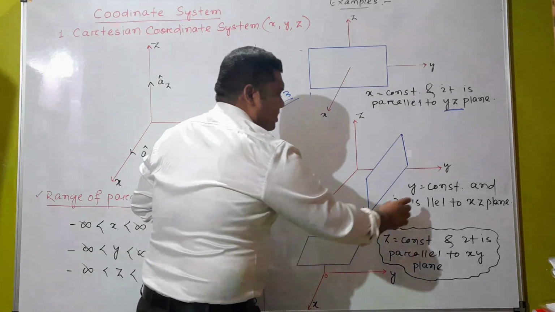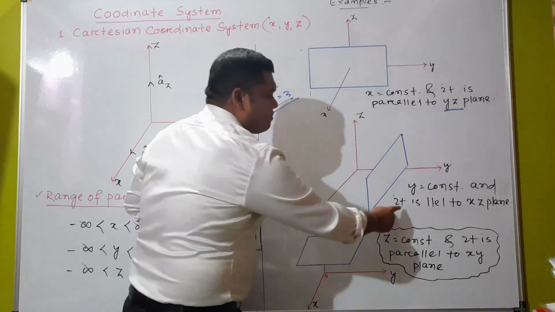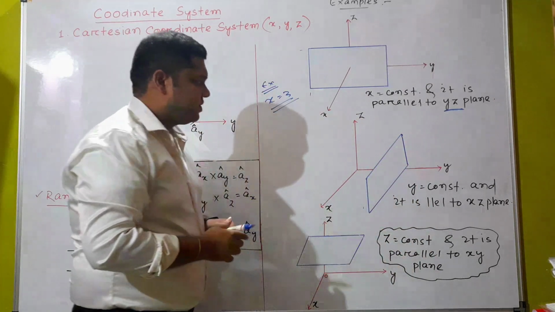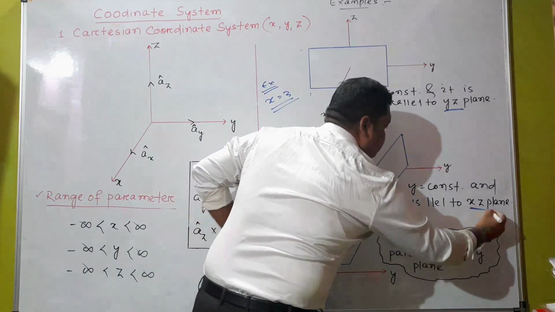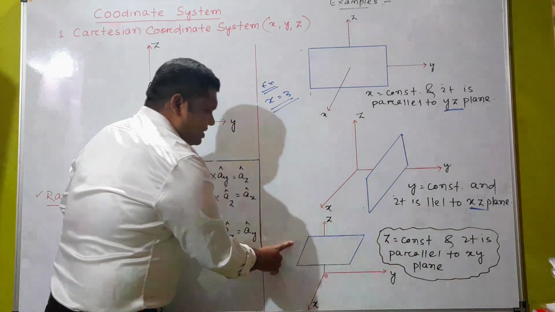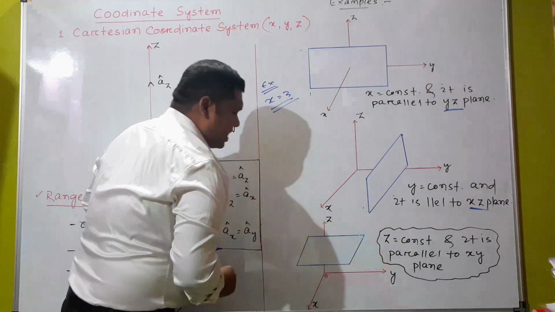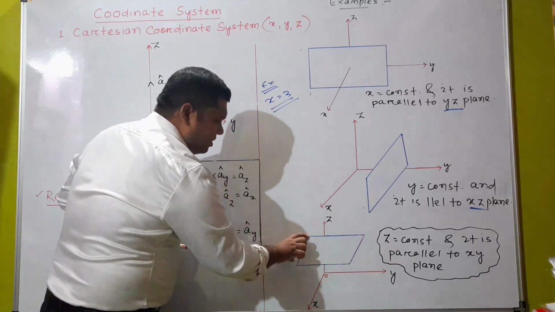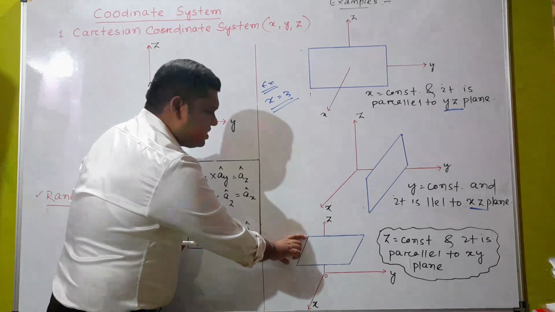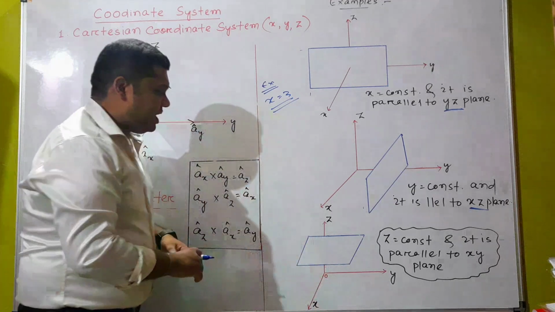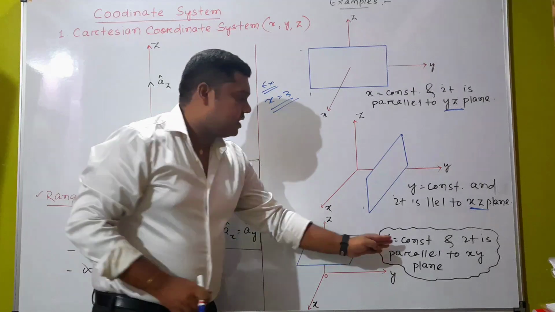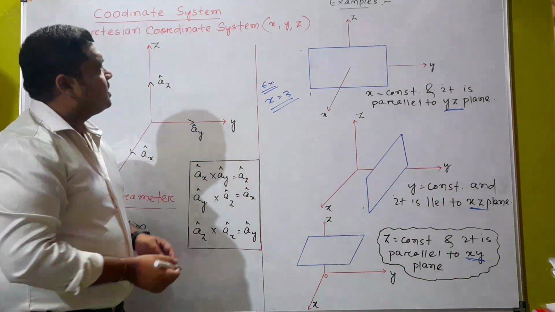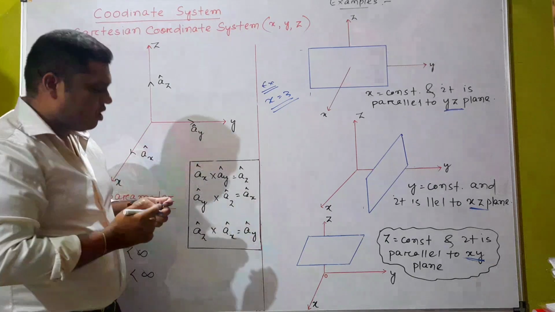That's why if y equals constant, it is parallel to which plane? It is parallel to the x-z plane. Similarly, look at this example. Here z equals constant, and here the y parameter changes, and here which parameter changes? The x parameter changes. That's why it is parallel to which plane? It is parallel to the xy plane. Now give me some time so that I will erase this.